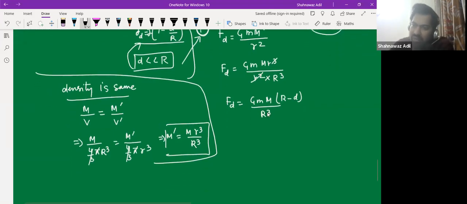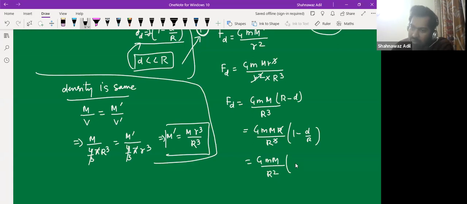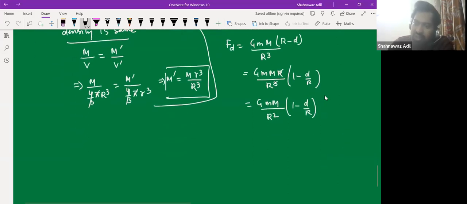Then if we take out this R term, what would that be? This is G m and m. And if we take out this R, this is R cube, and this is 1 minus d by R. Oh, so we'll get the same result. So this would be G m m by R square, 1 minus d by R. Right, so this would be how much?